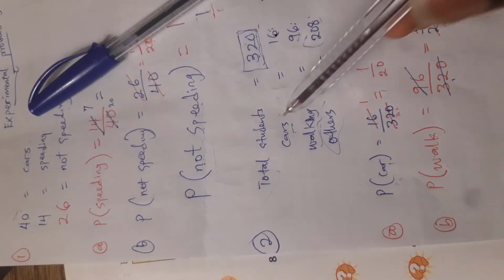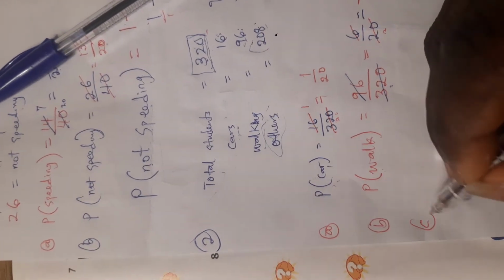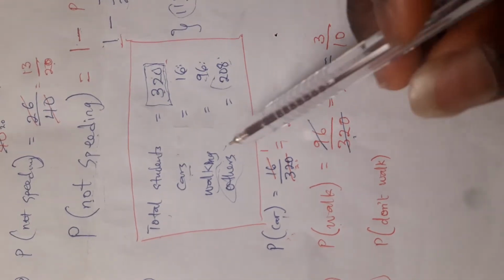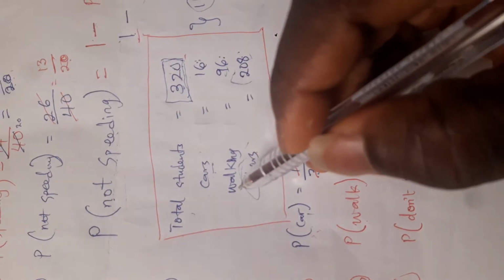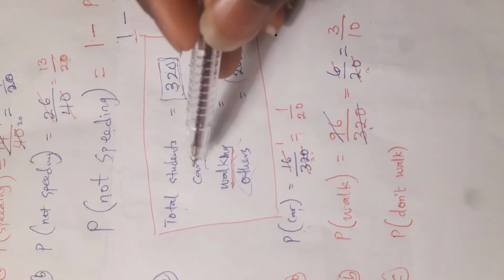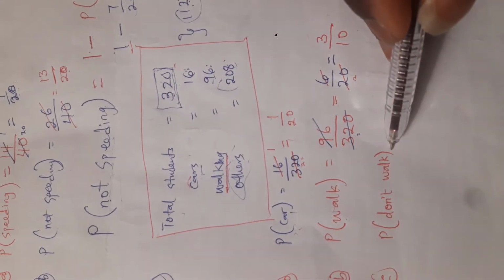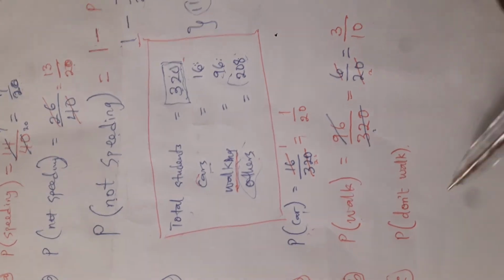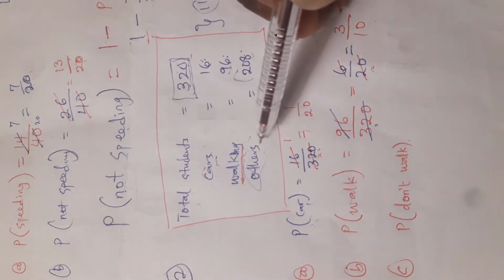Now it means that if they don't walk to school, then they will either use a car or others. Don't forget, the probability that they don't walk to school, I'll use two methods. Okay, now look at this. If they don't walk to school, it means they'll either use a car or others. I'm going to use two methods to answer this question.